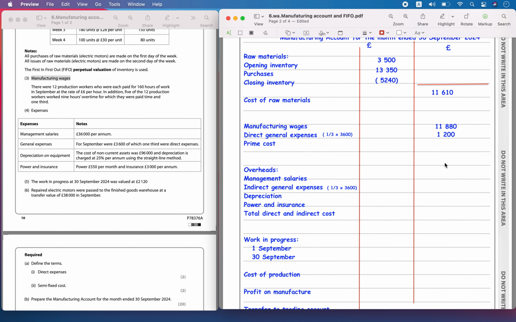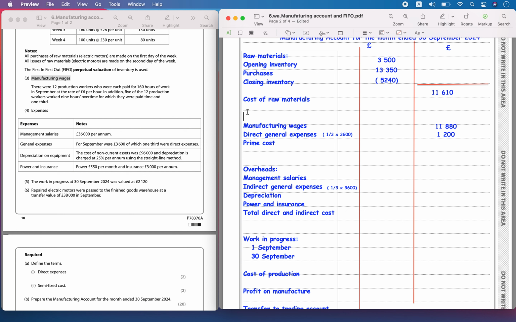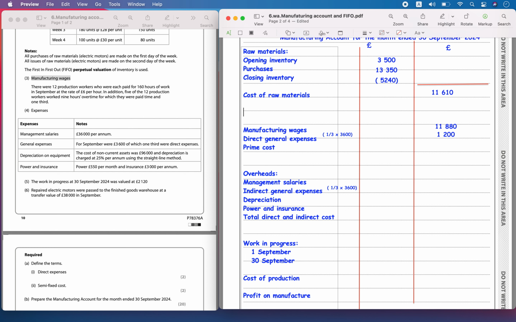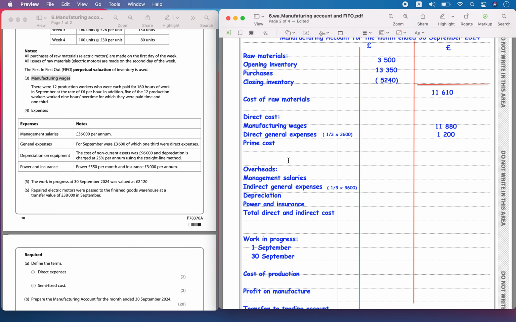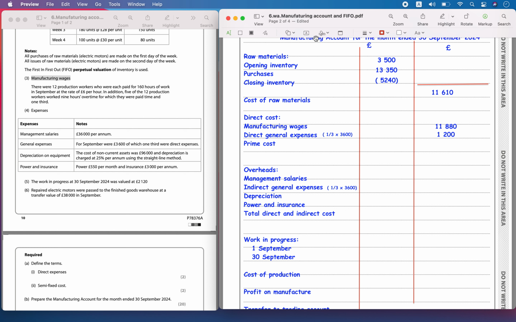Then we can calculate the prime cost. The prime cost is going to be equal to the addition of raw materials consumed plus direct costs. So we had calculated direct costs. Now let's calculate the prime cost. So 11,610, which is the raw material consumed, plus the other direct costs 11,880 and 1,200. So this value is going to be equal to 24,690.